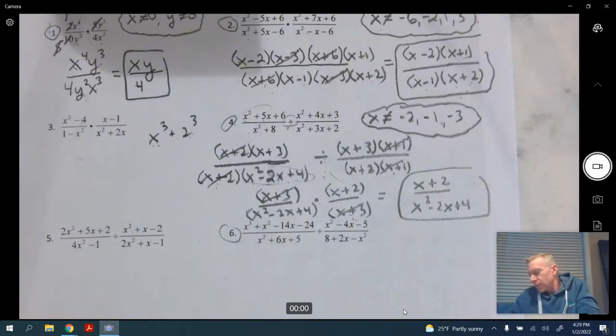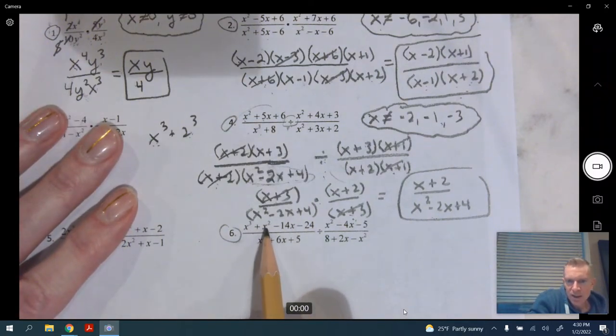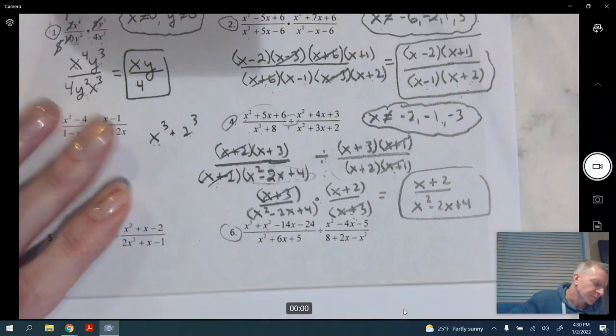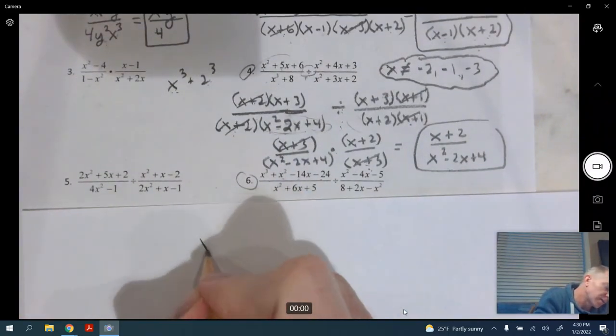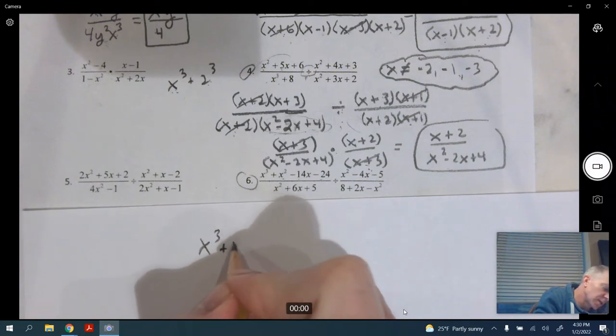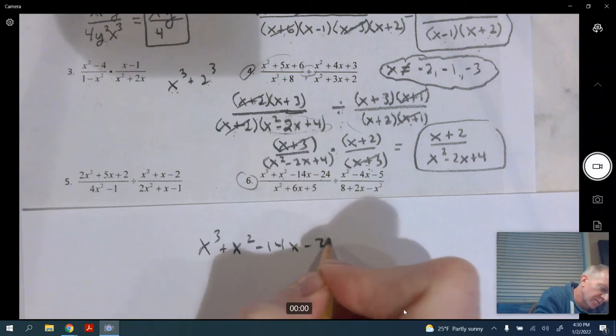And let's go on to the next one. I thought I'd do this fun one over here because we have x cubed plus x squared minus 14x minus 24. We're going to have to factor that. Do you remember how to factor that? Okay, so let's go off. I'm going to go off to a separate page. I want to factor x cubed plus x squared minus 14x minus 24.